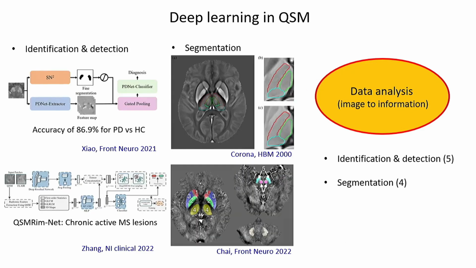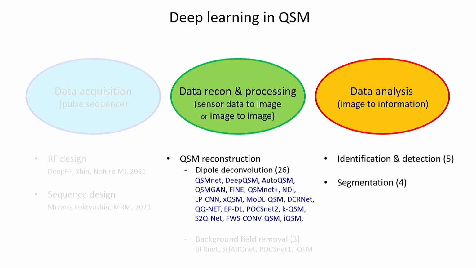Before I go to the dipole deconvolution, let's talk about something else like data analysis, as we have seen some of these works in this conference. And they are very useful because QSM, as we all know, is a great tool to identify and visualize deep gray matter structures. Naturally enough, we can use deep learning to segment the volumes of different deep gray matter structures. We can use it for identification or classification, as demonstrated in this Zhang's paper. And they are all very useful, as the contrast that we can get from QSM is quite unique.